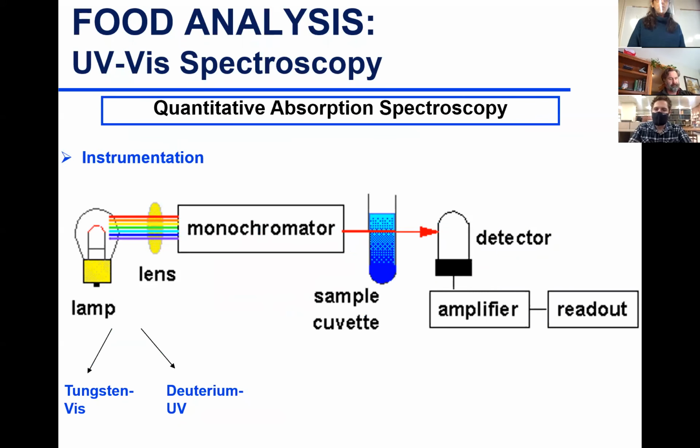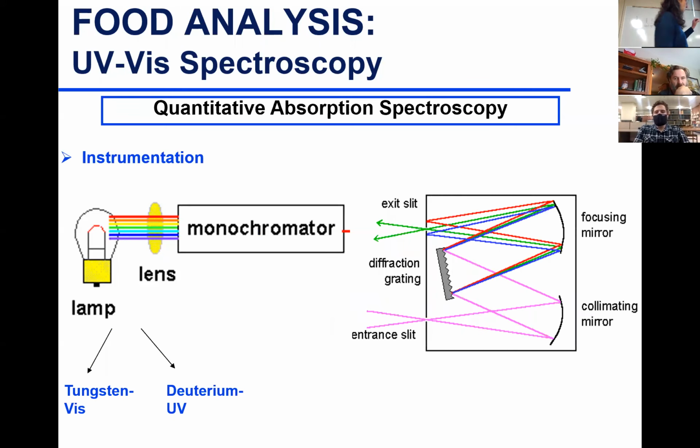Okay, so here's just the instrumentation, really quick. We've gone through the monochromator before, but in a spectrophotometer unit, what you have is your source of light. It could be a tungsten light for visible, or deuterium for UV. And light goes through a monochromator so that you select a wavelength. Here's your monochromator, where you have the light going in, the pink one here.